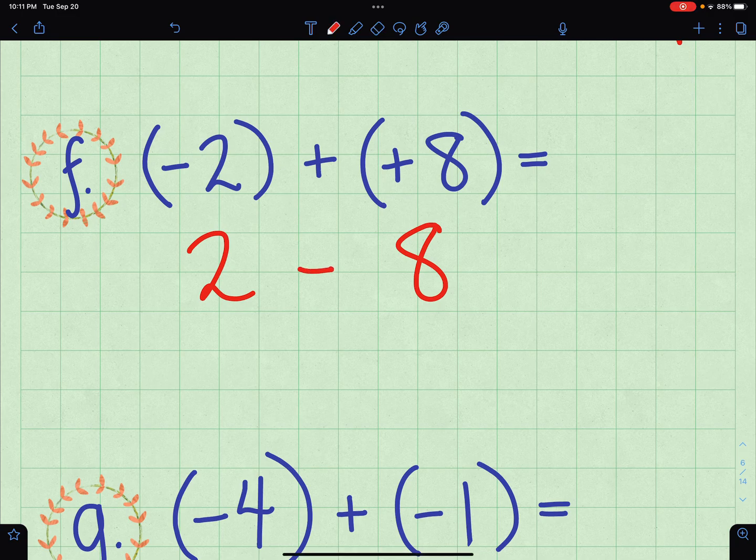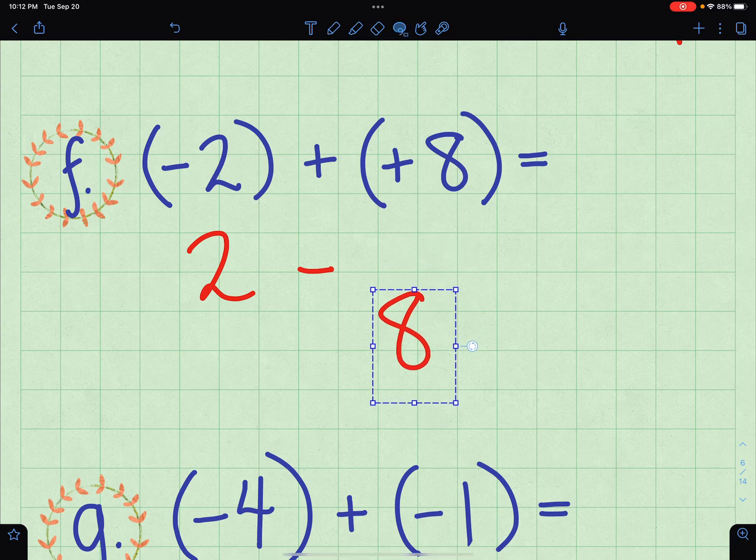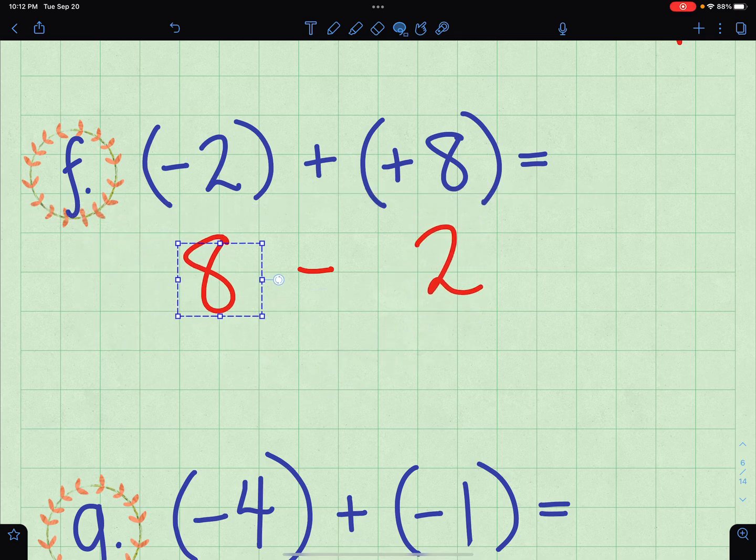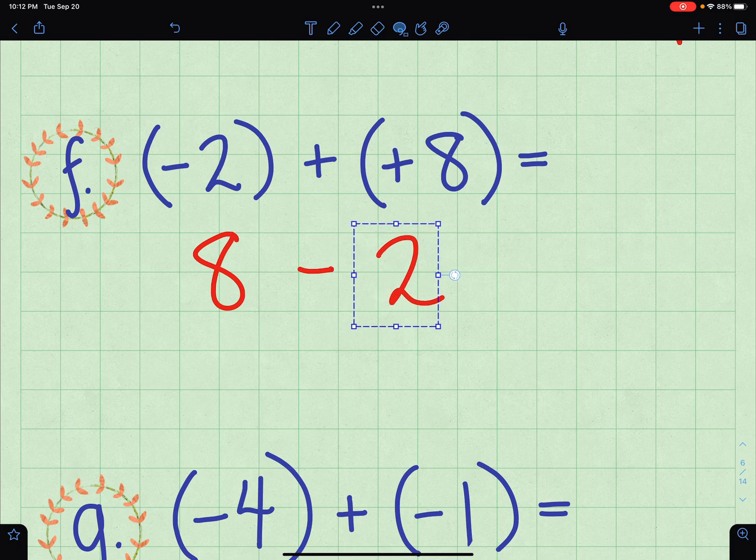Now, okay, I wrote this wrong because when I say the difference, I don't mean 2 minus 8. I mean the difference between 2 and 8. So it's actually going to be like 8 minus 2, because it's just the difference of their absolute values.